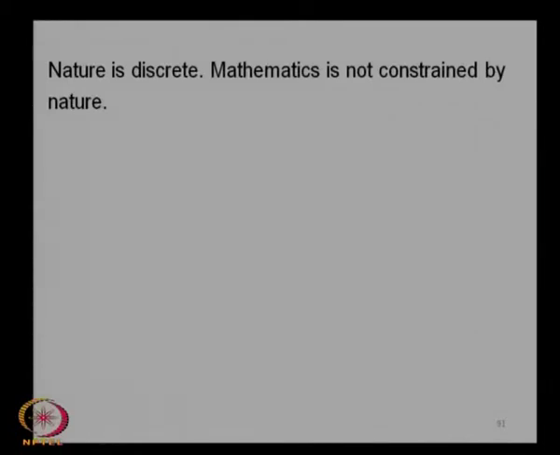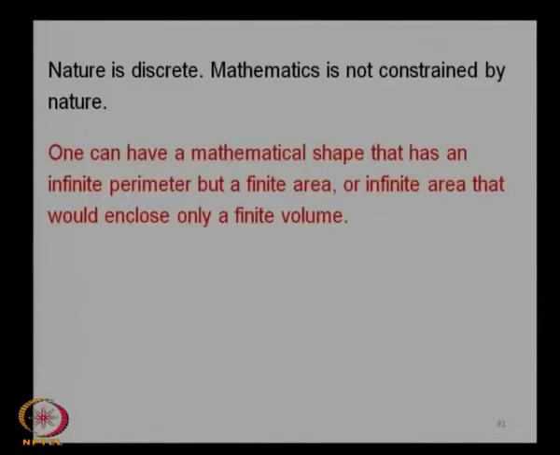Nature of course is discrete, so we found that the coastline of any country, Great Britain, India, United States, China, whichever, on any continent, anywhere, will be finite because nature is discrete, and mathematics is not constrained by nature. It is coming out of your understanding of basic mathematical ideas, and you can have an infinite perimeter but a finite area, or infinite area that would enclose only a finite volume. So the Koch curve is an example of the first, and this Menger sponge an example of the latter.